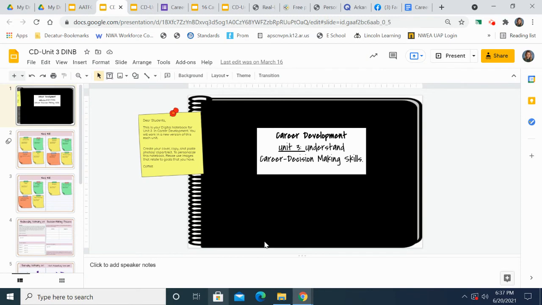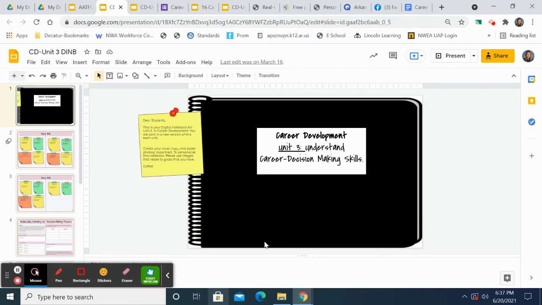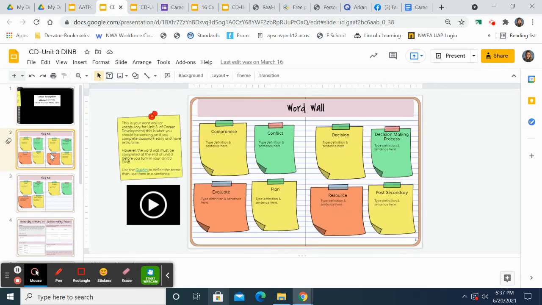Unit 3 is understanding career decision-making skills. So in this unit, I'm having students personalize their notebook using images that relate to goals that they might have. So I'm getting to know them through their goals, through this notebook cover, and then they have their word wall, which looks the same as it did for units 1 and 2. They're giving me a definition, they're giving me a sentence, and they have their Quizlet linked.